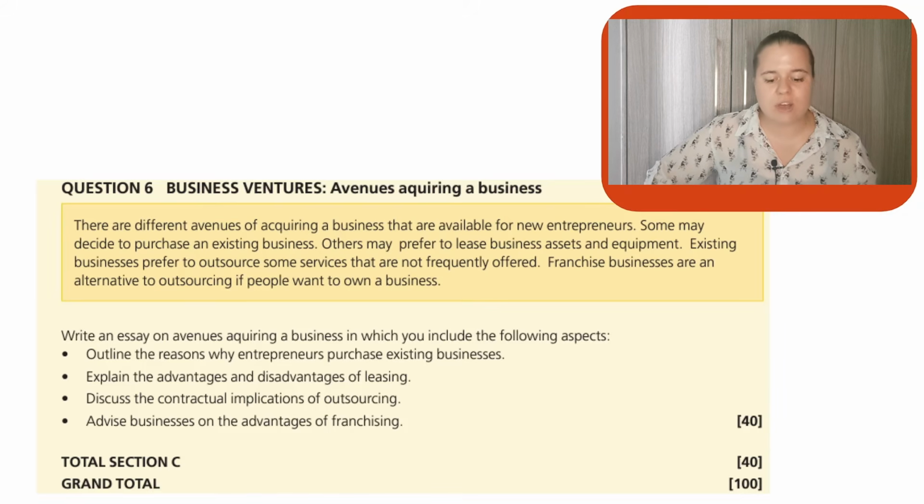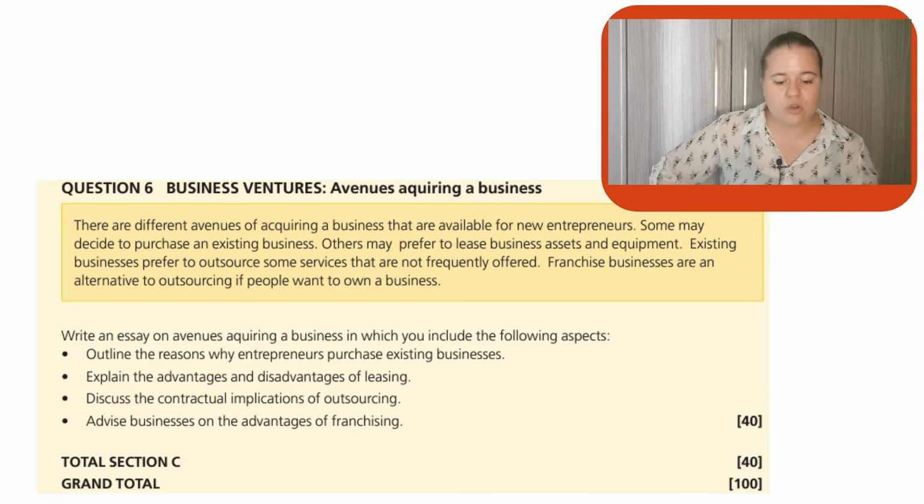Then we have: write an essay on avenues of acquiring a business, which could include the following aspects. Outline the reasons why entrepreneurs purchase existing businesses. Explain the advantages and disadvantages of leasing. Discuss the contractual implications of outsourcing. Advise businesses on the advantages and disadvantages of franchising.